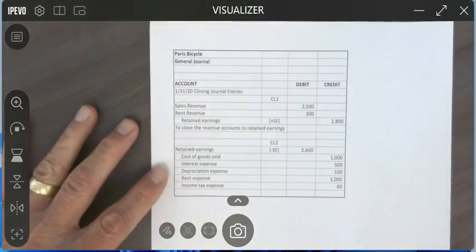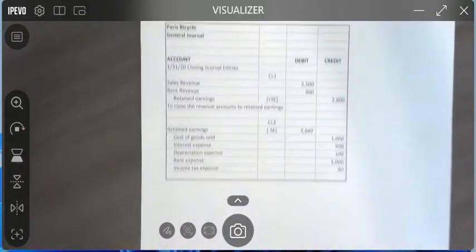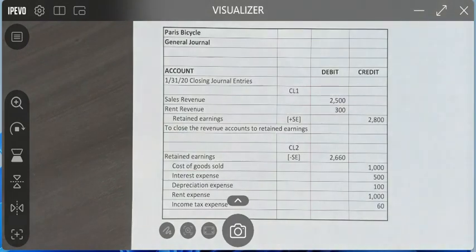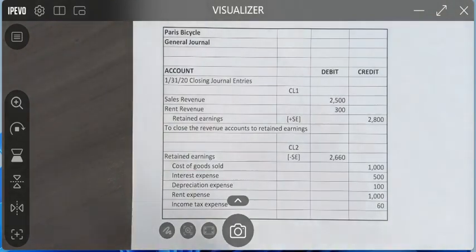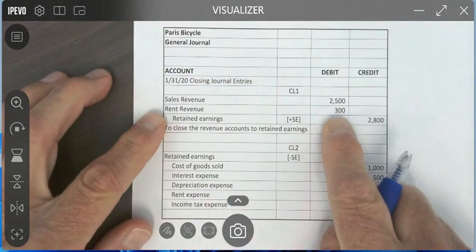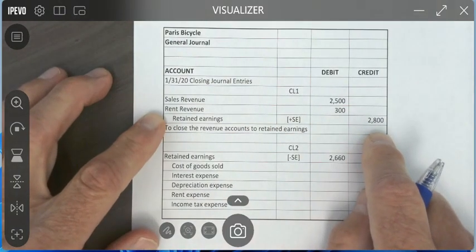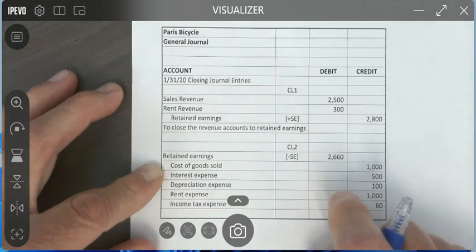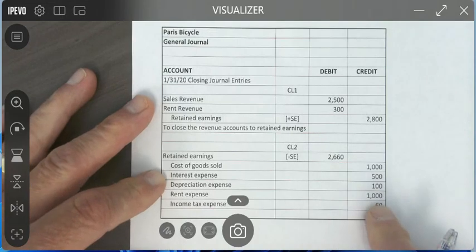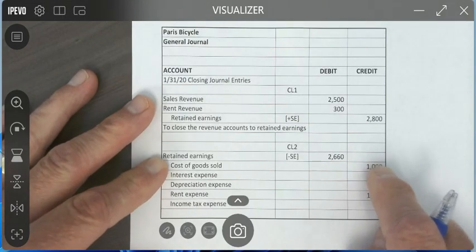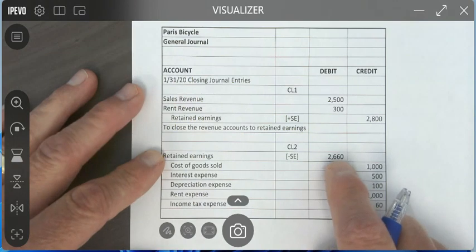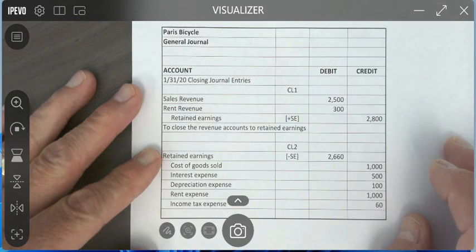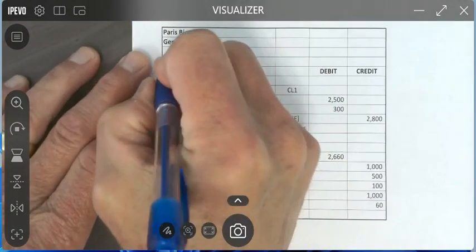All right, welcome back. I hope this is what your closing entries look like. I have a debit to the two revenue accounts to zero them out, and a credit to retained earnings. And I have a credit to all the expense accounts to zero them out, and the offsetting debit is retained earnings.